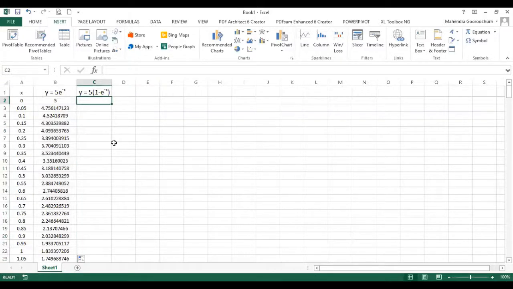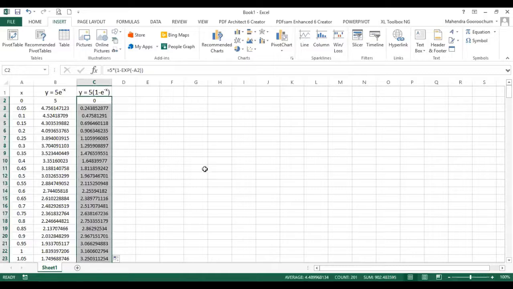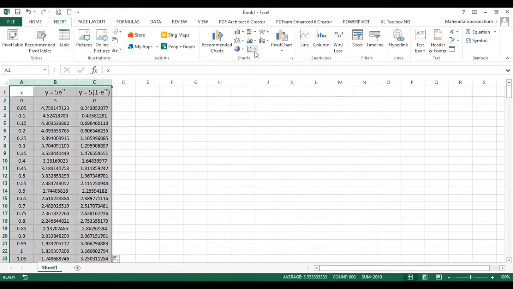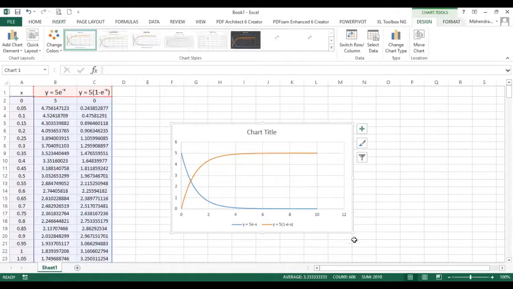So I'm going to write for this one as well. So this one is equal to 5 multiplied by, in parentheses, 1 minus exponential of minus x, again the first column. We have two brackets to close now, and we get this value. I expected it's 0 initially, and then it's going to increase. So I'm just going to plot these two graphs now on the same axis. This is what we get.